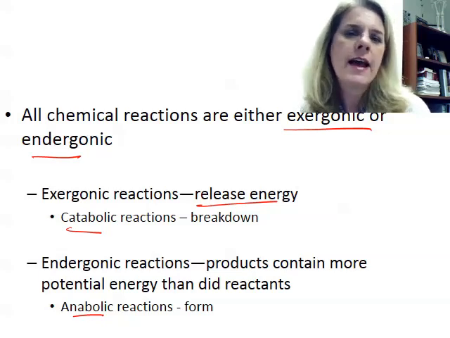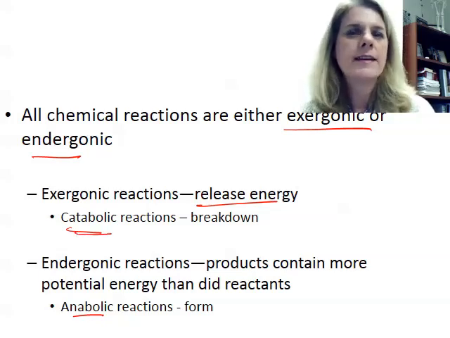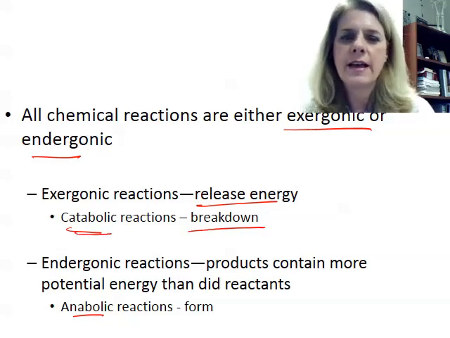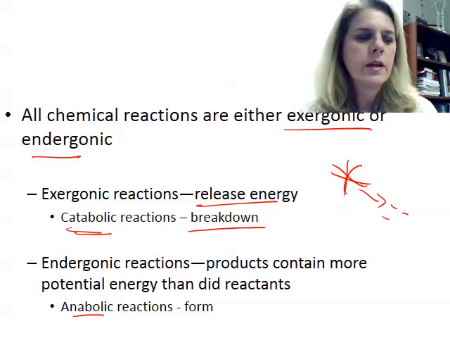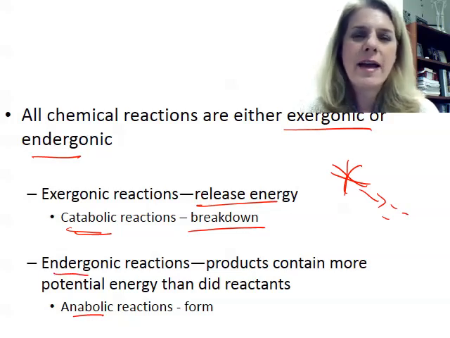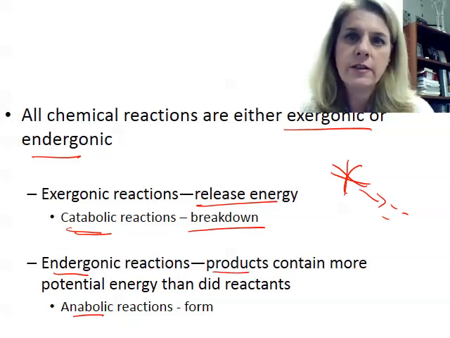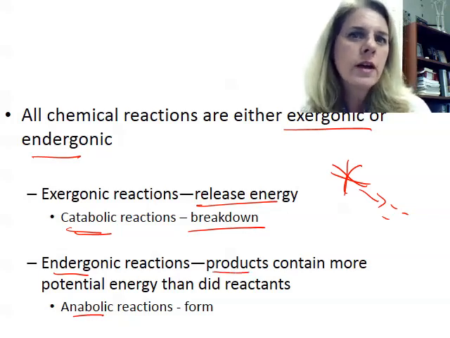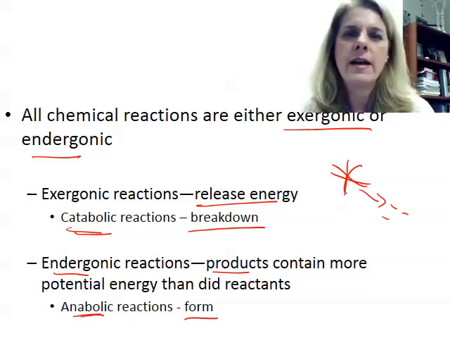So exergonic is to release energy. And anything that's an exergonic reaction that releases energy is going to be a catabolic reaction. And catabolism means to break things down, so to take a large molecule and break it down into something smaller. Endergonic, like coming in, endergonic means you're making something. So the products contain more potential energy than the reactants did. You're storing up energy. And so an anabolic reaction is when you make stuff.